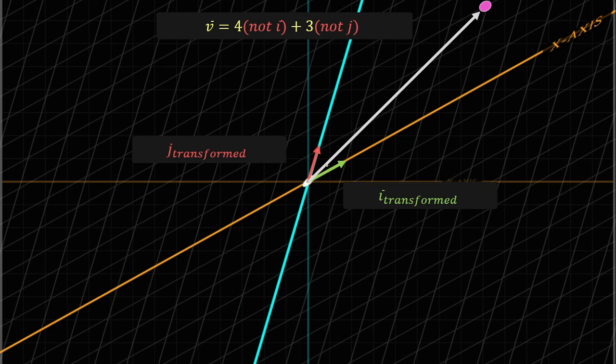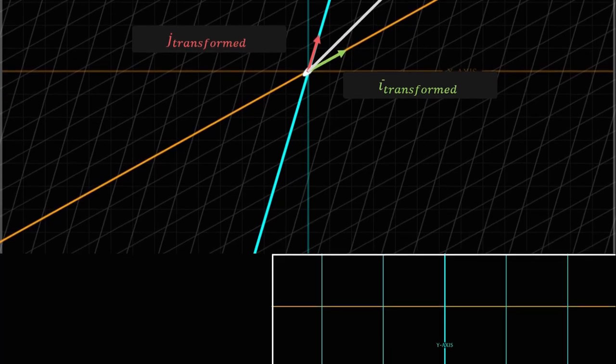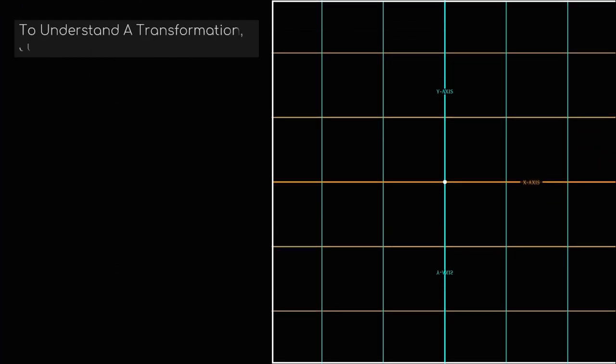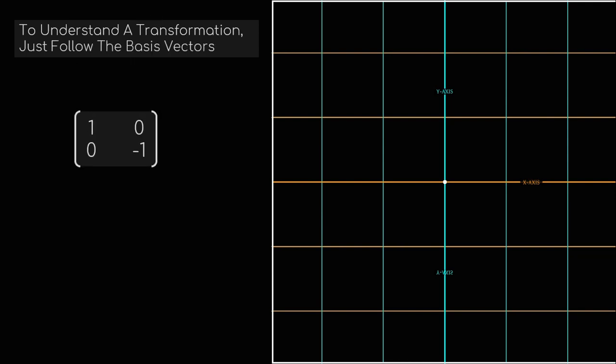So to keep track of what a linear transformation is actually doing, all we have to do is to keep track of the i hat and j hat vectors. We have to know where they end up using the same transformation. So for example, we have a matrix here. I don't know what it does, but if I can find out what it does to our basis vectors, I'll find out the answer. So we have our i hat vector.